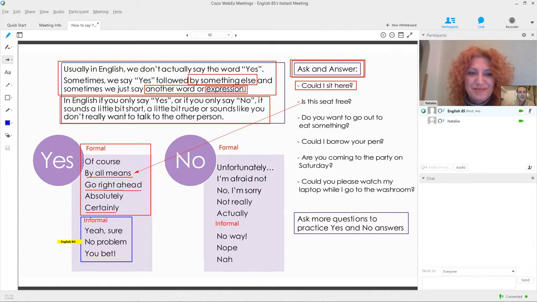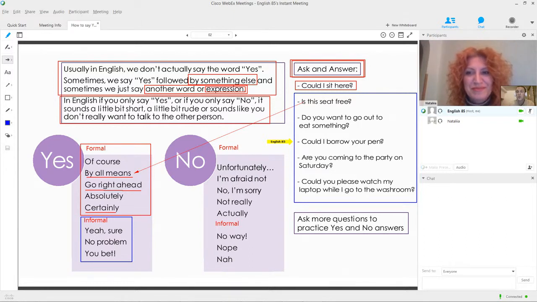All right, so let's try to practice something. I'm going to ask you the questions, and you have to say yes. But don't say yes, say something like this. Here we have the questions. Let's look at the right side. For example, I'm going to ask you this question. Could I borrow your pen? Of course. Okay, so you want to be polite, so you say of course.